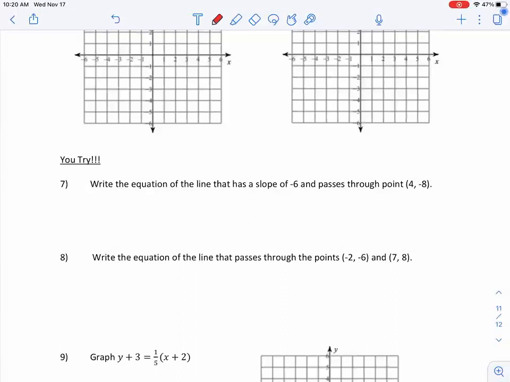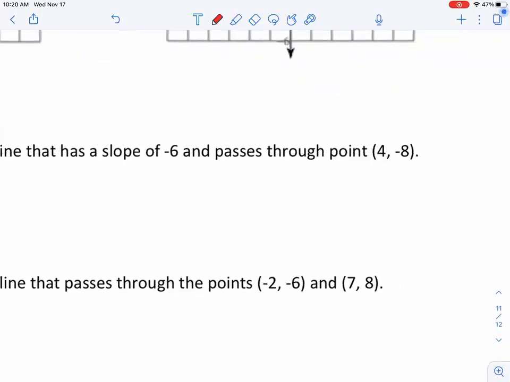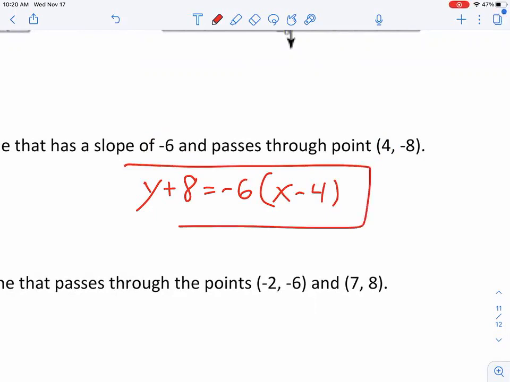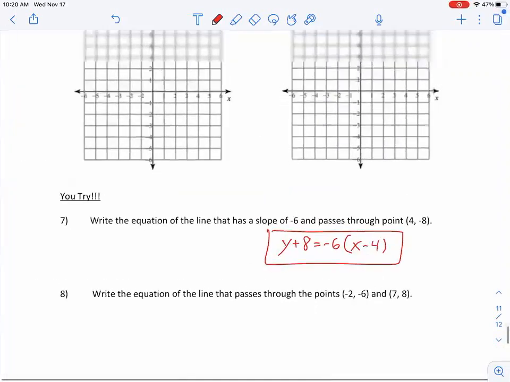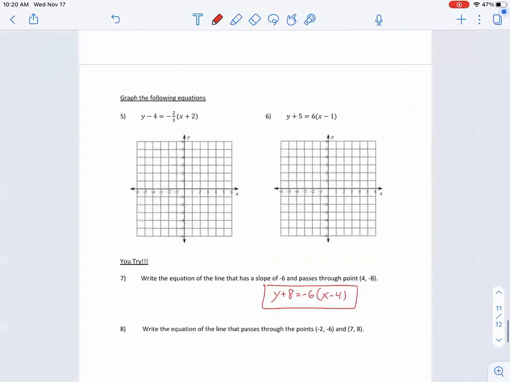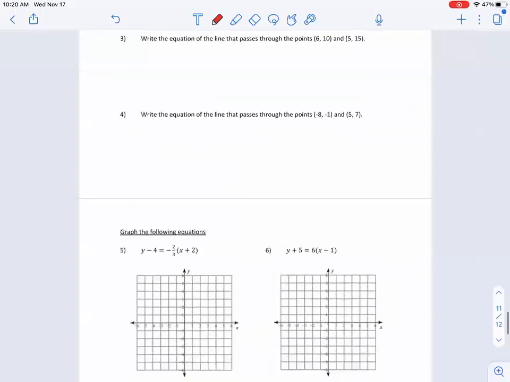All right, let's write this quickly then. So it's going to be y minus our y value, which is going to be y plus 8, equals our slope, which is -6, times x minus our x value, or x minus 4. Okay, so if you're given a point and given a slope, we just plug them in. Any questions on that so far? All right, let's scroll back up here then.